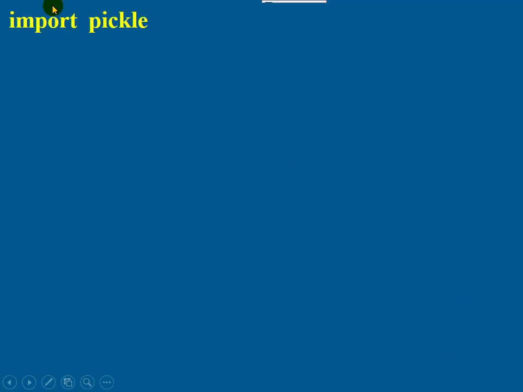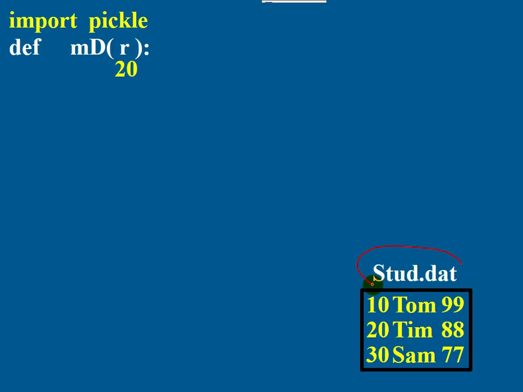All the necessary modules must be imported. You can write the function header. Variable r contains the roll number of the student whose marks you want to modify. Example taken 20. This is the binary file stud.dat.